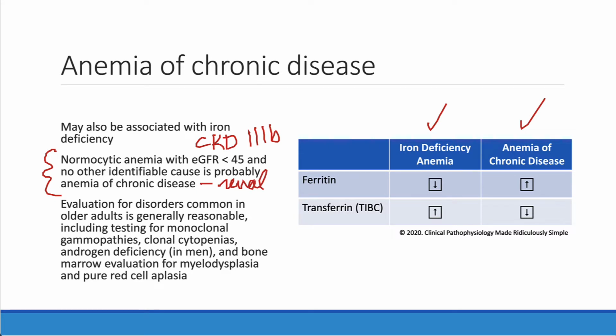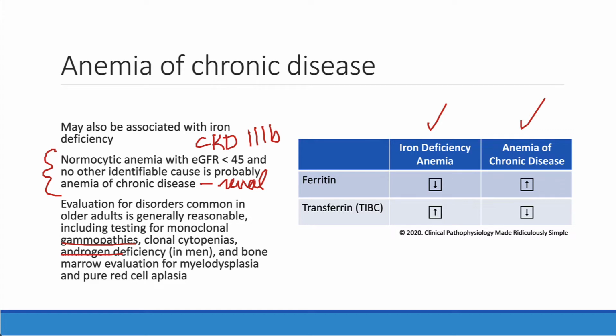So when we find this anemia of chronic disease, we evaluate for the disorders that are common, because sometimes it's not just from a chronic disease that we don't want to investigate. Sometimes we need to look for monoclonal gammopathies. We need to look for androgen deficiency in men, bone marrow evaluation for myelodysplasia, etc. Okay? This is the important thing I want you to notice, though.